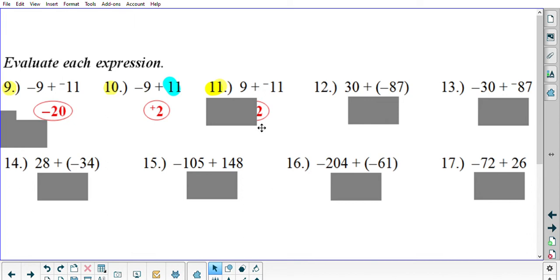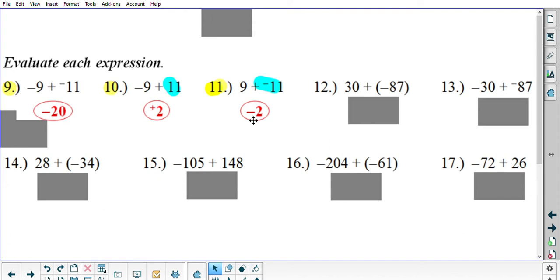Who has the bigger absolute value? The negative number, negative 11, has the bigger absolute value than the positive 9. So the negative number wins, so to speak. And that's why the final answer should be negative 2 instead of positive 2.